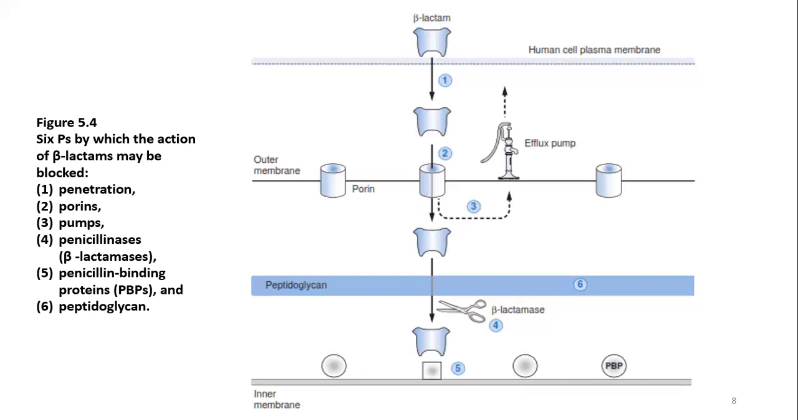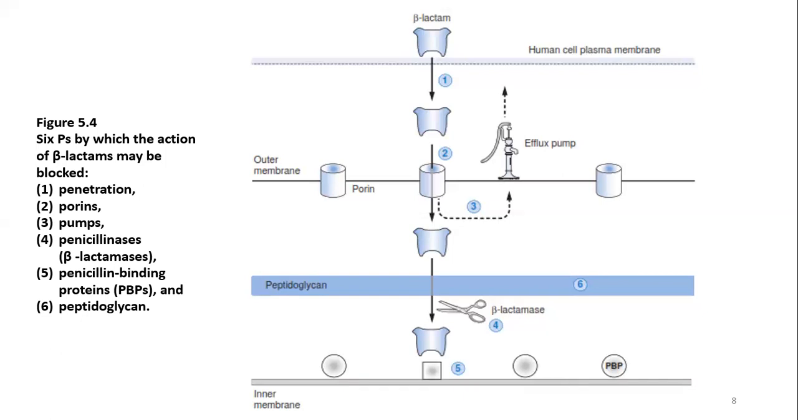It is not present in the gram positive bacteria, because there is no outer membrane. So there will be no channel protein, and the peptidoglycan layer is exposed, so the drug can easily work against it. Okay, the third one is the pumps.